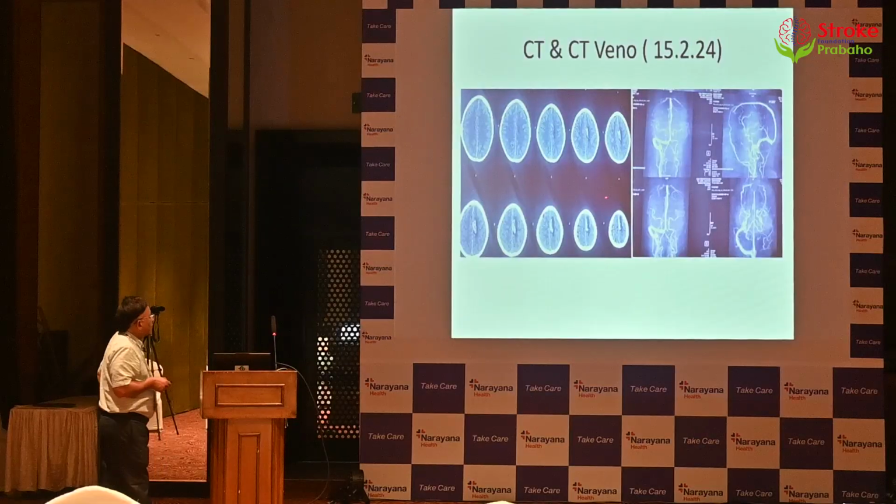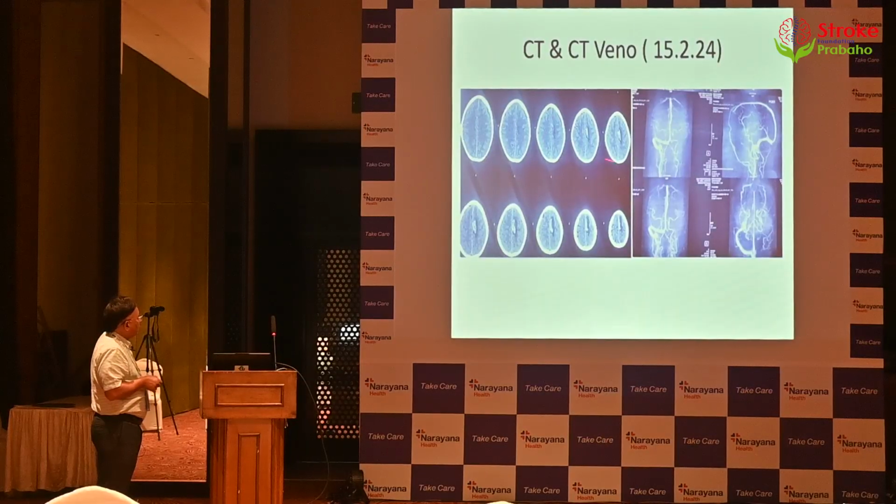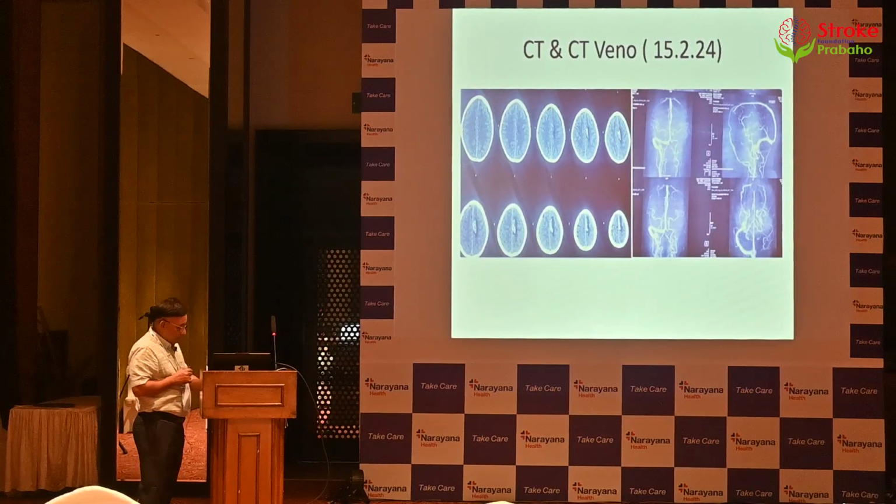So this is the CT scan. We can see there is a parasagittal bleed here, and you can see there is no flow in the left transverse sinus. Along with this, you can see a very small thin ring of SDH, very small ring. It is retrospectively visible, and there is an occlusion of the left transverse sinus and a bleed on the left side.